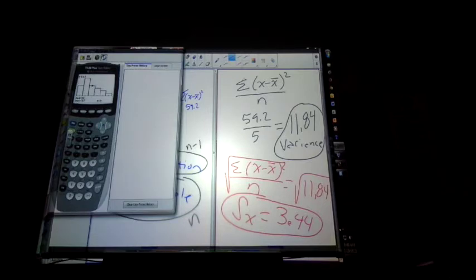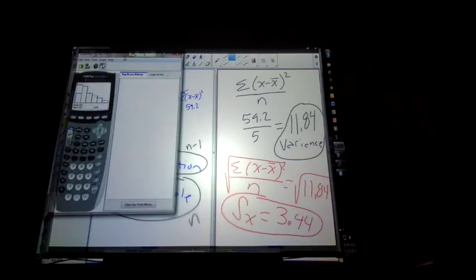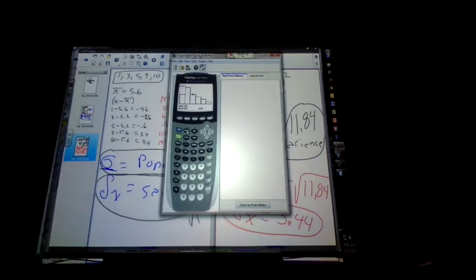All right, so using my calculator, I'm going to go stat, edit. I have information in my list. I go to the top, I hit clear, I hit the down arrow. In list 1, I'm going to put 1, 3, 5, 9, and 10. Seem okay so far?